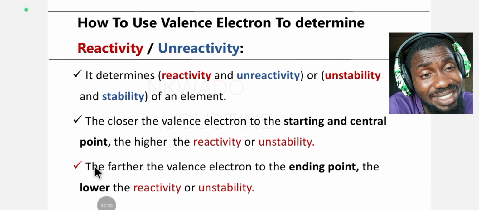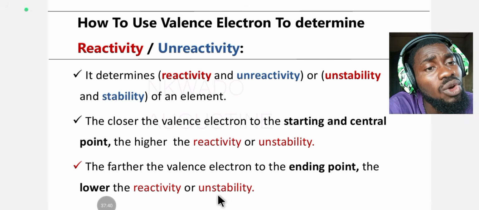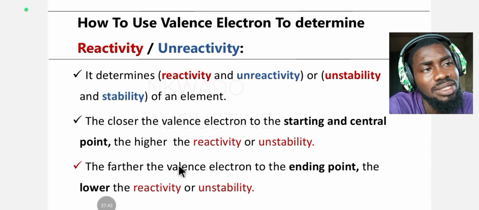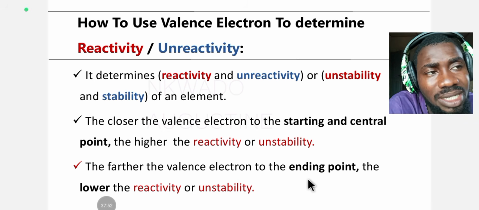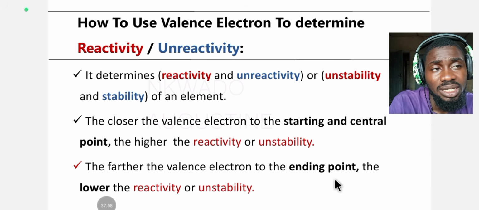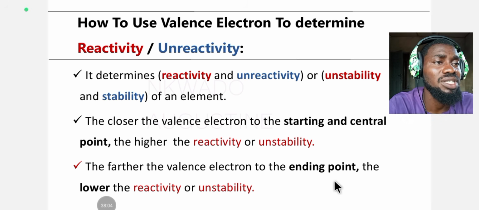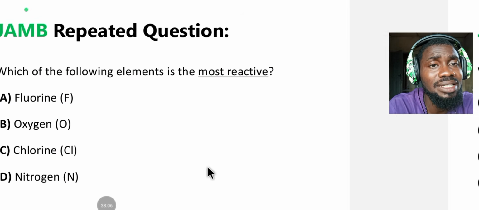But the law states here that the farther the valence electron to the ending point, the lower the reactivity or stability of such elements. It means that when it's close to the ending point, the higher the reactivity. So when it is farther away from the ending point, the lower the reactivity. But when it's closer to the ending point, the higher the reactivity. That makes fluorine the best candidate.